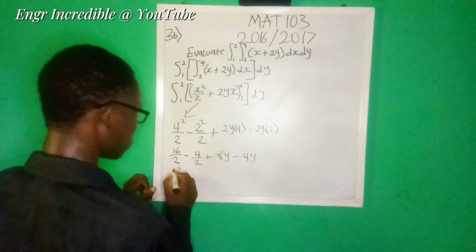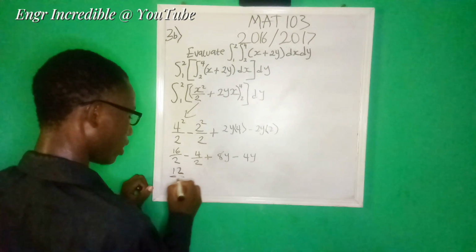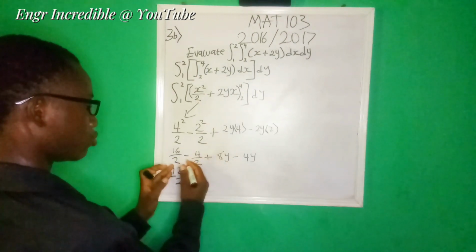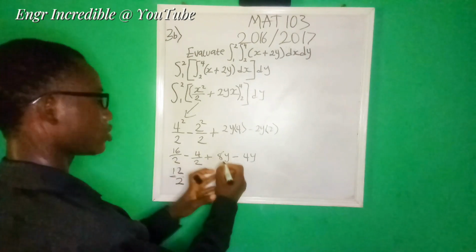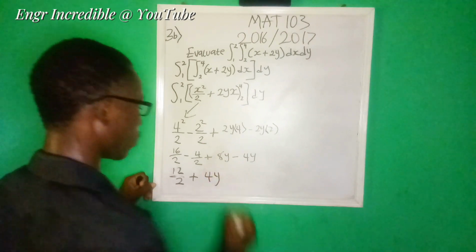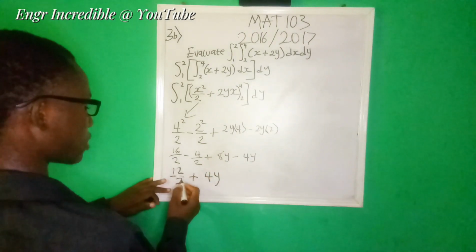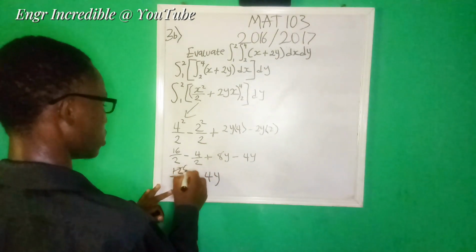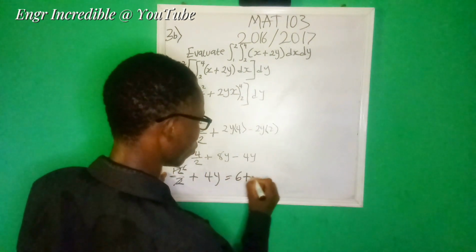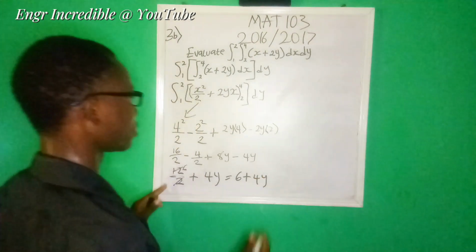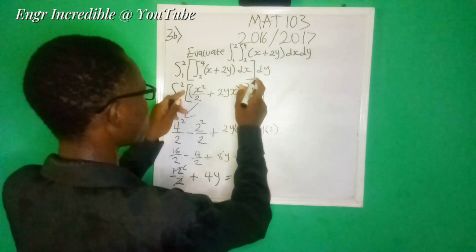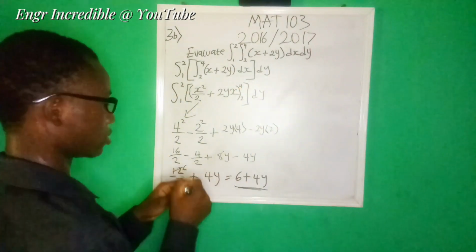So here we have our 12 all over 2 minus 12 over 2, if we put this together, plus 8y minus 4y, which equals 4y. So then when we get the answer, 2 here 1, 2 here 6. So the final answer of this is equal to 6 plus 4y. That is the final answer here when we simplify these brackets.